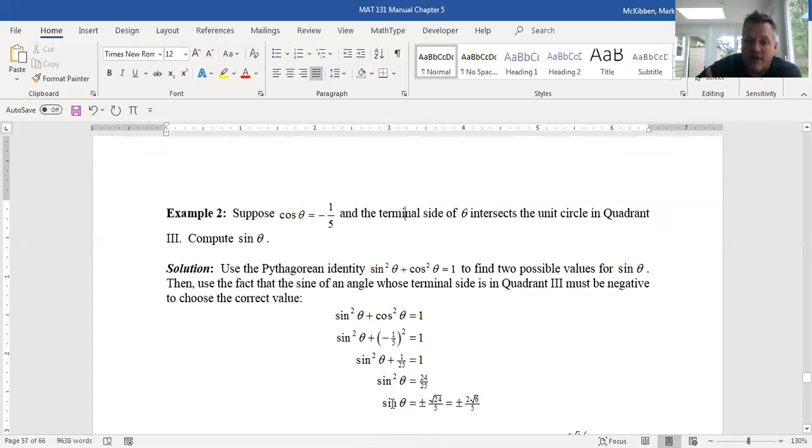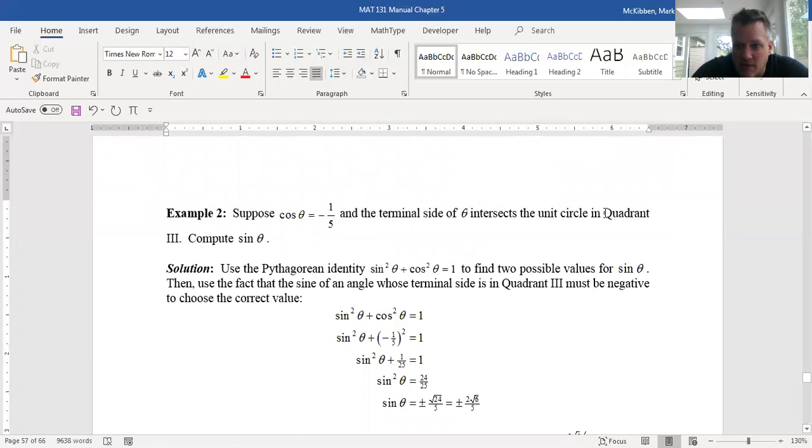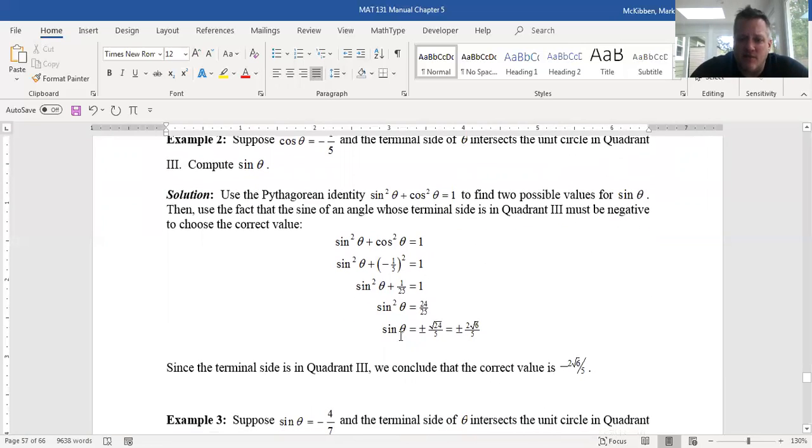And then to find sine of theta, I take the square root of both sides, but don't forget to put the plus or minus. Remember, anytime you take a square root of both sides, you put a plus or minus. But now remember, this is where you have to use this second piece of information. The terminal side of theta actually ends up in the third quadrant. In the third quadrant, the sign is negative. And so the value here, I know I have to choose between these two. I'm going to choose the negative guy. So the sine of theta that I want is negative 2 root 6 over 5.